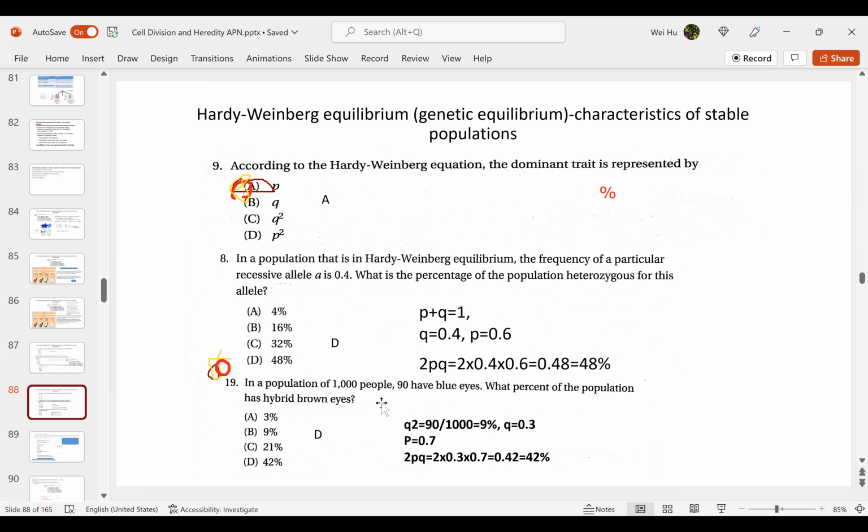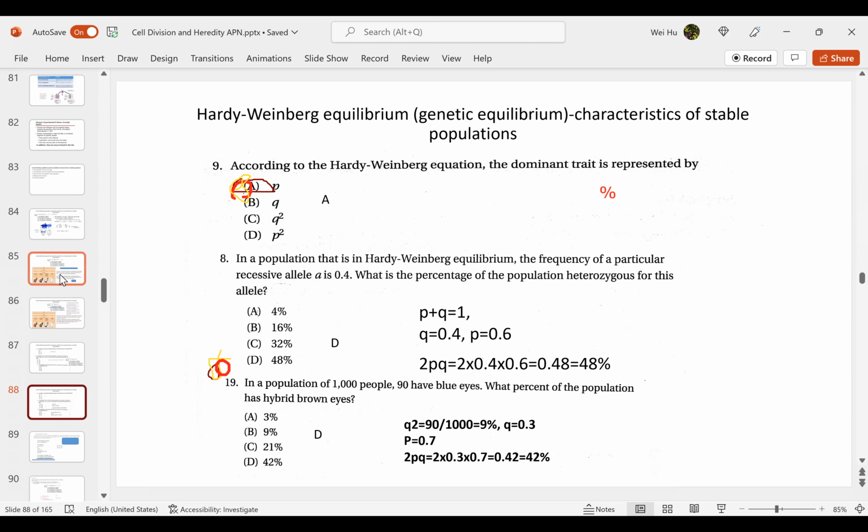You just convert it to percentage there, right? So you get 90. So 90 is blue eyes. You got 1,000 people, so 90 divided by 1,000. You got a percentage there. So this percentage is what? It's a P, Q, or P square or Q square. That's what you need to find out, right?